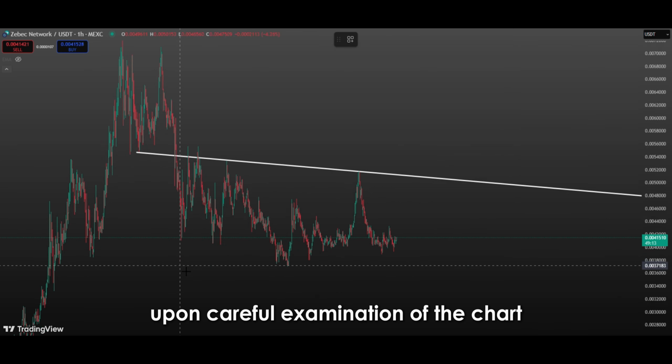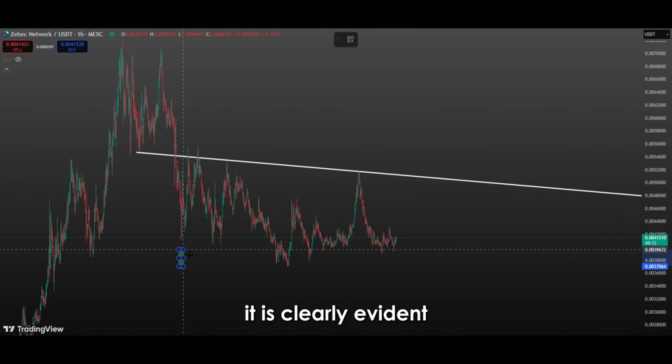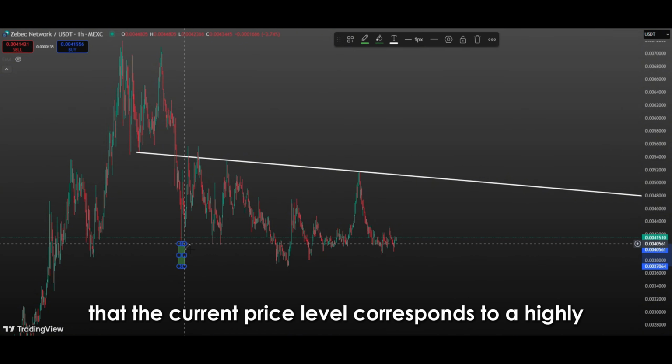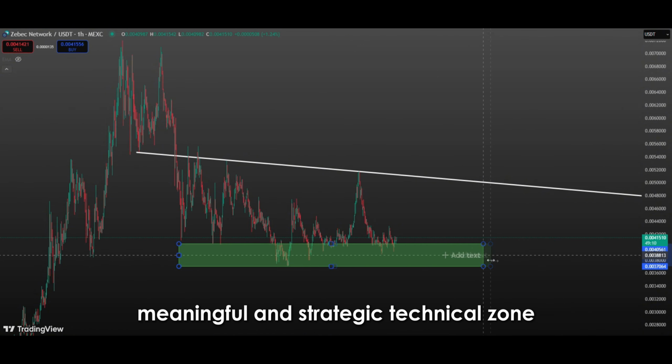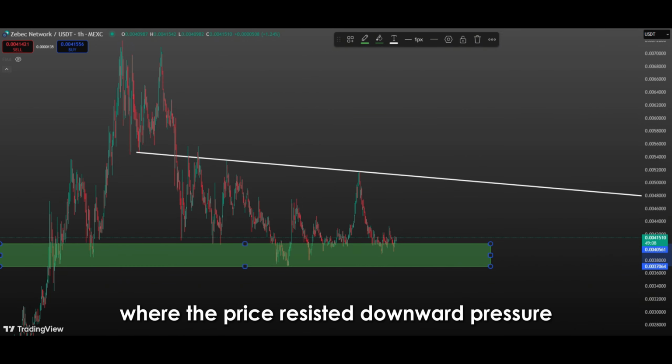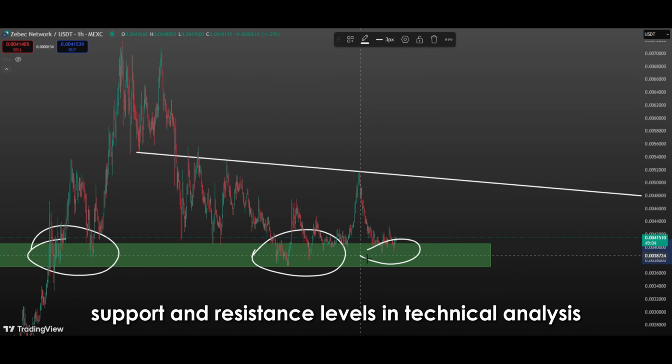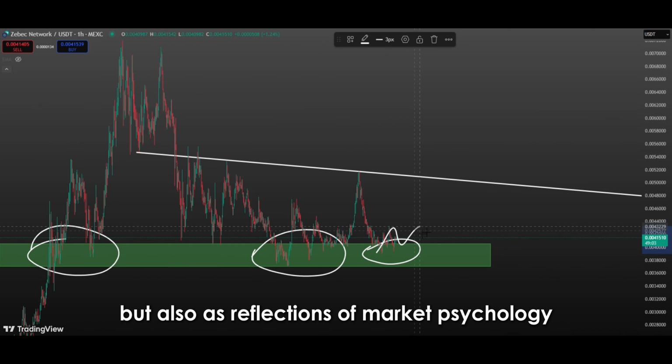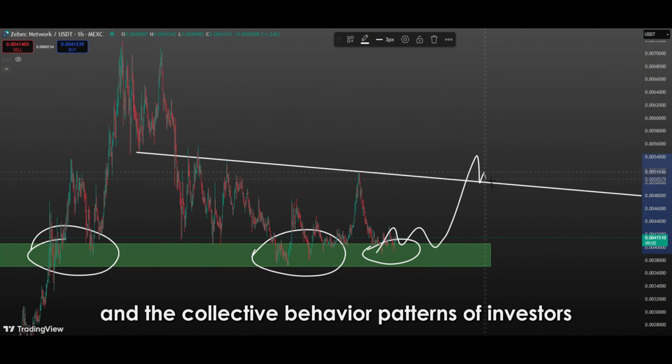Stay tuned. Upon careful examination of the chart, it is clearly evident that the current price level corresponds to a highly meaningful and strategic technical zone. This area has historically acted as a reaction zone, where the price resisted downward pressure and buyers entered the market strongly. Such zones are not only seen as horizontal support and resistance levels in technical analysis, but also as reflections of market psychology and the collective behavior patterns of investors.